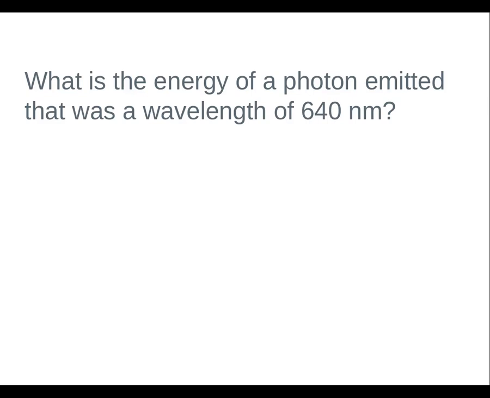So this one just says, what's the energy of a photon that was emitted with a wavelength of 640 nanometers? All right, the two equations we're going to need for this. We have Planck's equation, which we're going to use to get our energy, because it asks for the energy. And that is just Planck's constant times the frequency. But I didn't give you frequency, I gave you wavelength. So we're also going to use the relationship of the speed of light with wavelength and frequency.